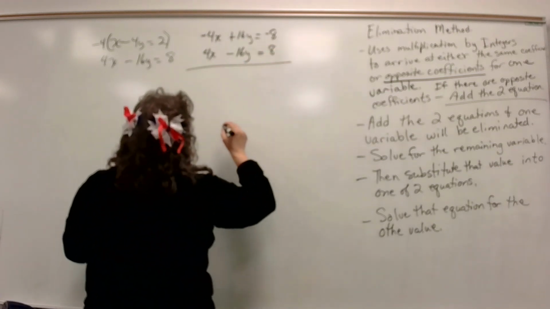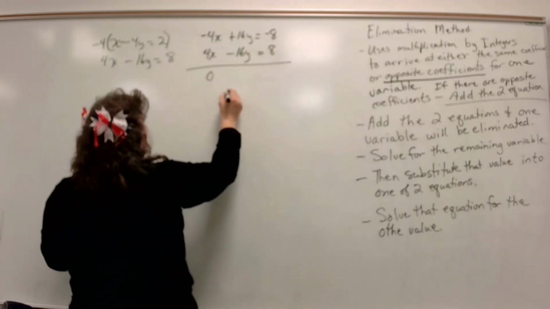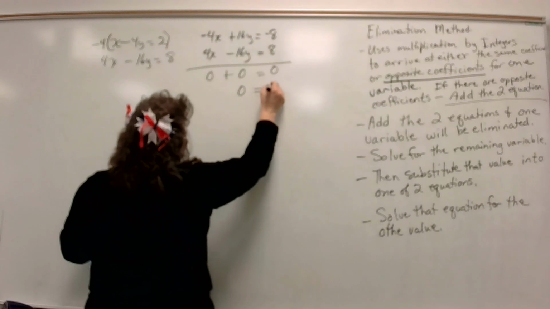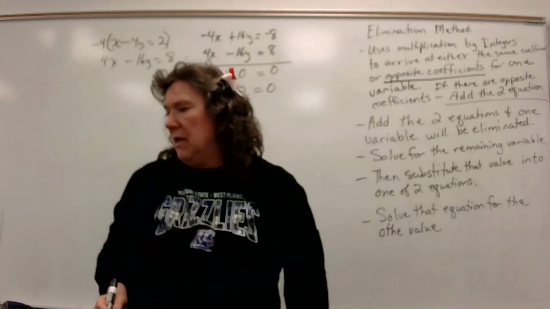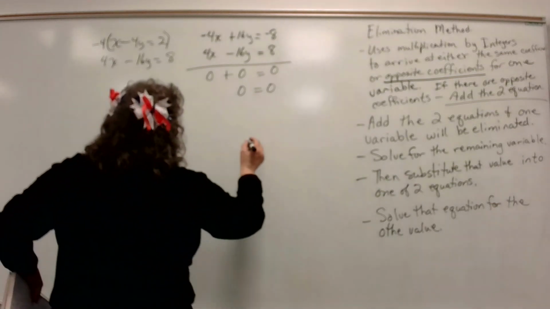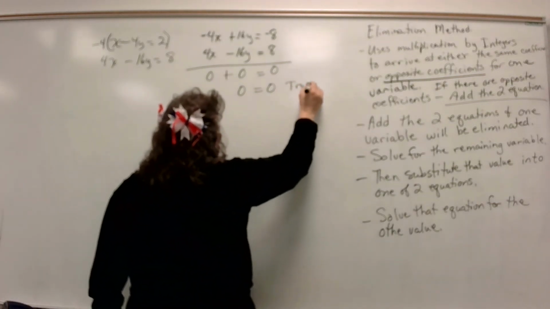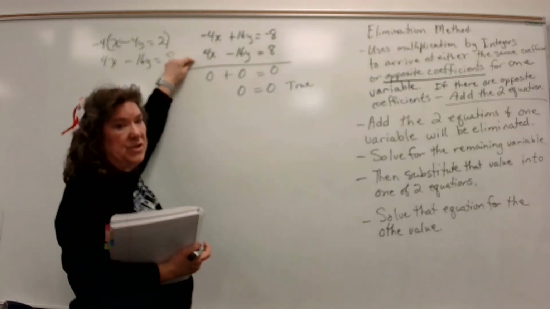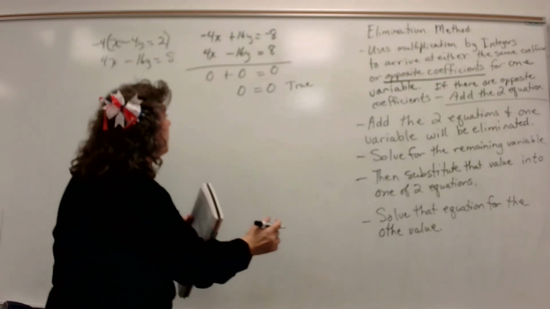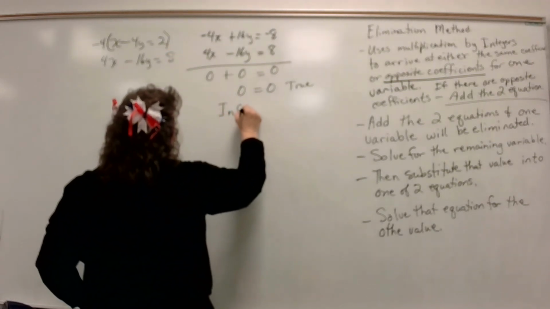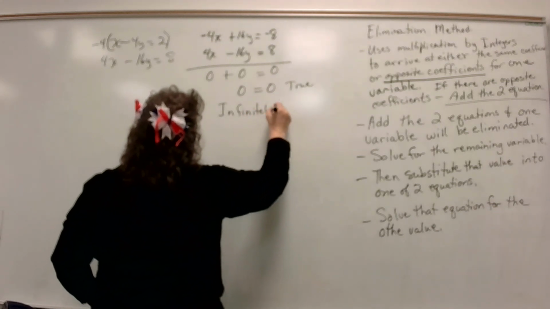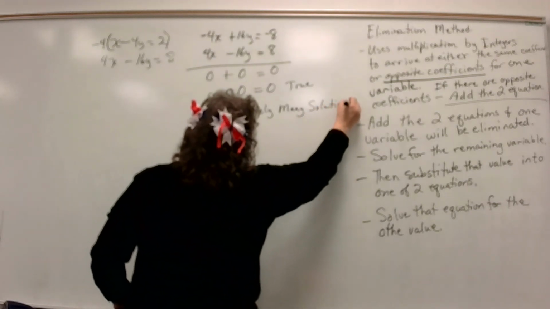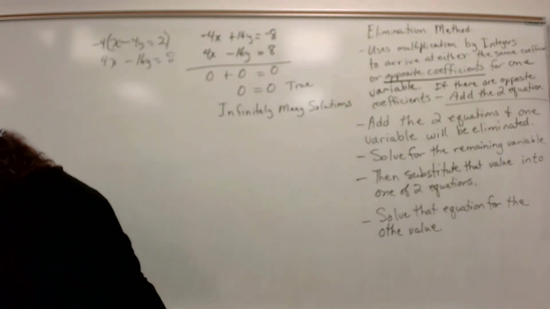Well, what's going to happen here? When I add these equations, I get 0 plus 0 is equal to 0. So this is 0 equal to 0. So what does that tell me? That is a true statement. Since 0 equals 0, what that tells me is one equation was a multiple of the other equation. They're the same line, and therefore this has infinitely many solutions. Because that entire line is the solution.